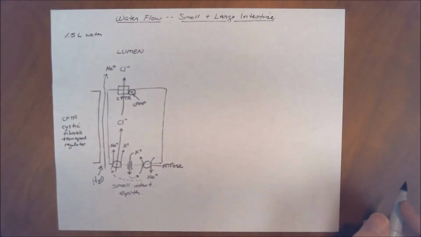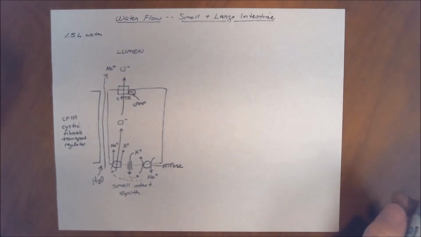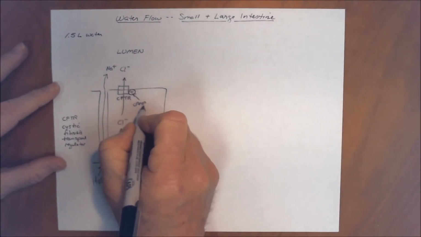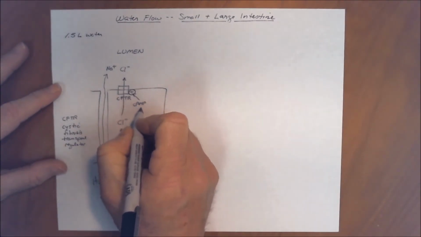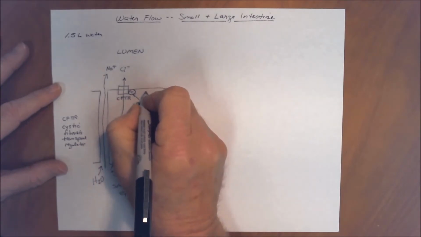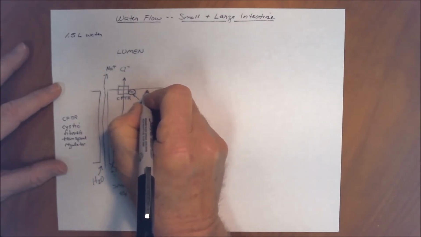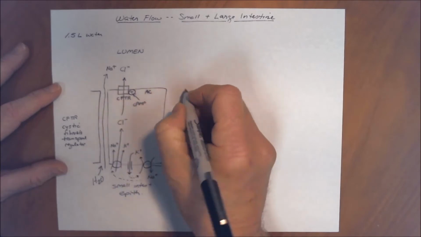Now, another key element to keep in mind is that you only want this under regulated conditions. So what exactly is going to regulate this and control it? Well, notice we have cyclic AMP here, which is the second messenger. So that means we need to have the activation of adenylate cyclase.